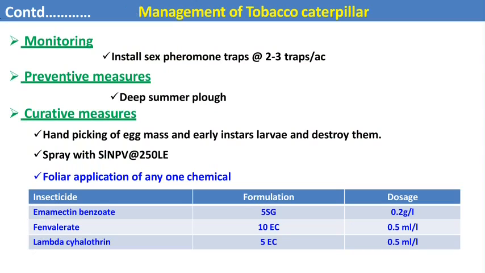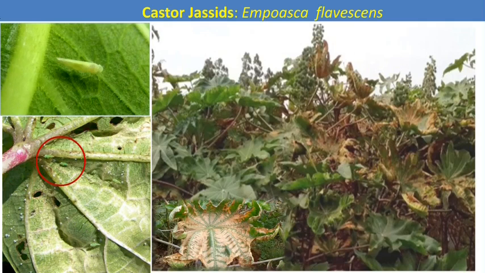Then SLNPV, that is the Spodoptera litura nuclear polyhedrosis virus. It is an insect virus and it is very effective against Spodoptera litura. Then emamectin benzoate, phenthoate, and lambda-cyhalothrin are the recommended insecticides against the tobacco leaf-eating caterpillar.